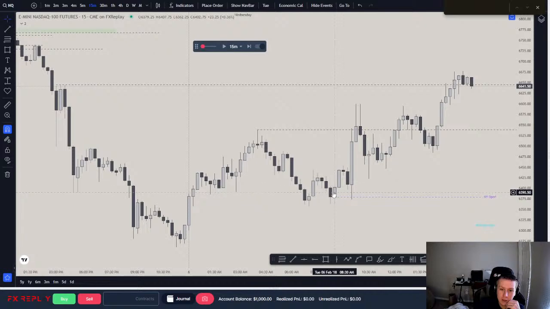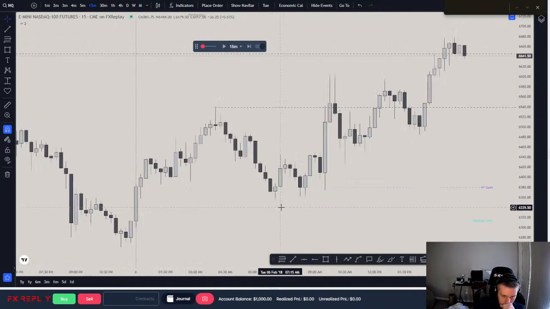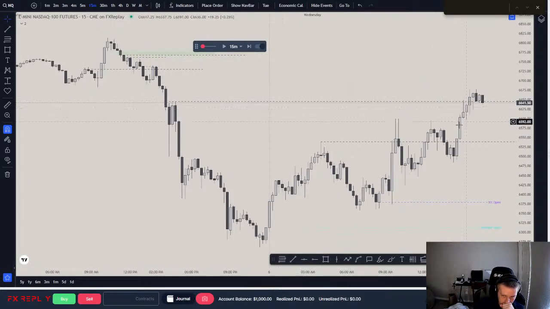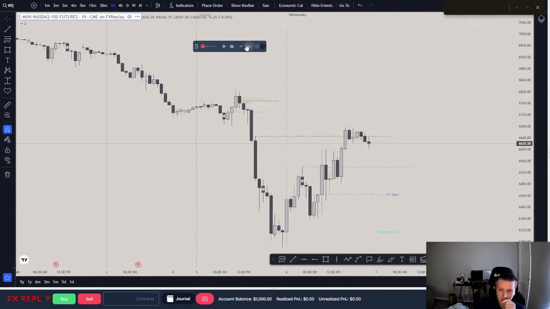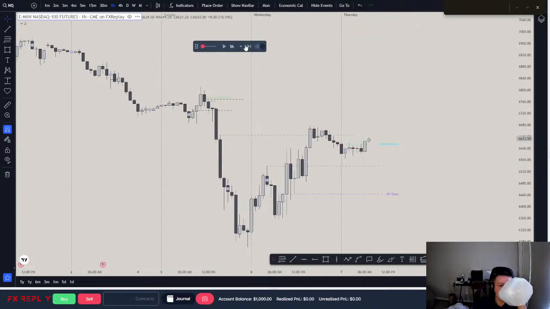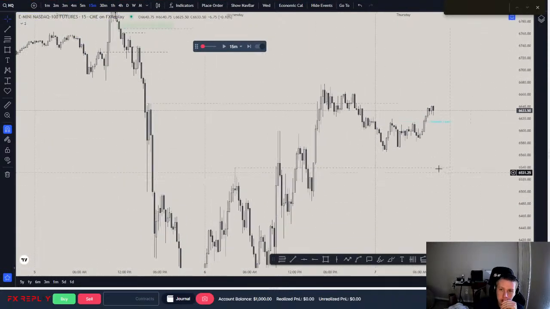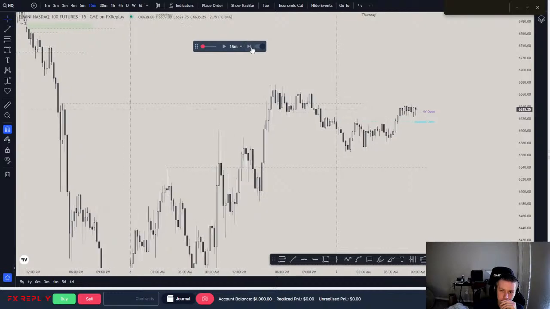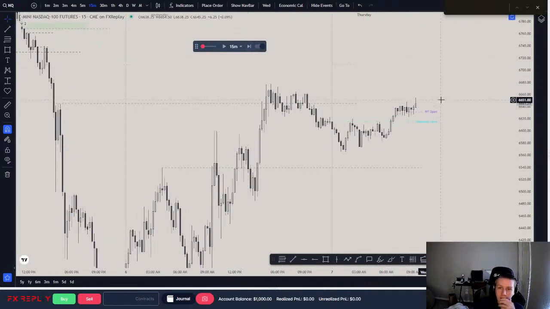So overall, at 9:30, we had a 9:30 expansion. We had a little Judas into a 5-minute order block, and then we repriced higher to these imbalances. Next day. This looks tricky already. All right, 9:30 right now.